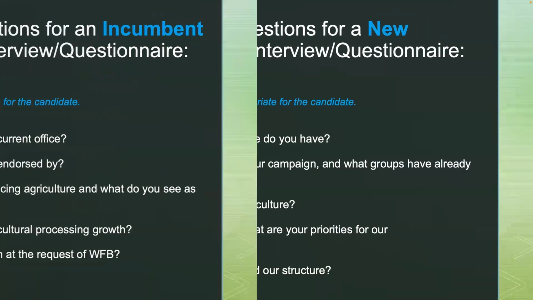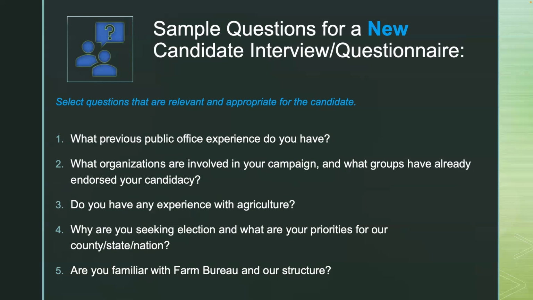And then for a new candidate who may not be an incumbent in this particular race: what previous public office experience do you have? What organizations are involved in your campaign? What groups have already endorsed your candidacy? Do you have any experience in agriculture? Why are you seeking an election, and what are your priorities for our county or our state or our nation, depending on what race they're running in? And finally, are you familiar with Farm Bureau and our structure and how we operate and what our role is?